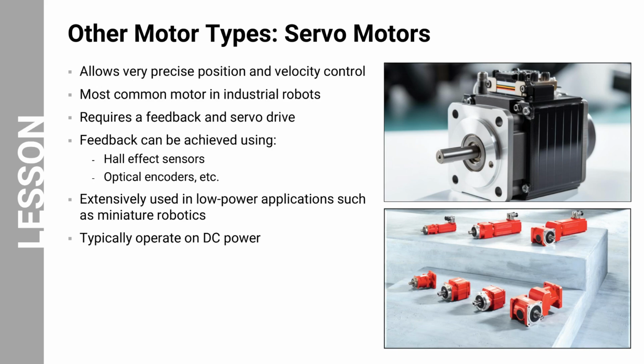They are widely used in low-power applications, such as small and miniature robotics and mobile robots. Servo motors typically operate on DC power, aligning with the power requirements of many robotic systems.